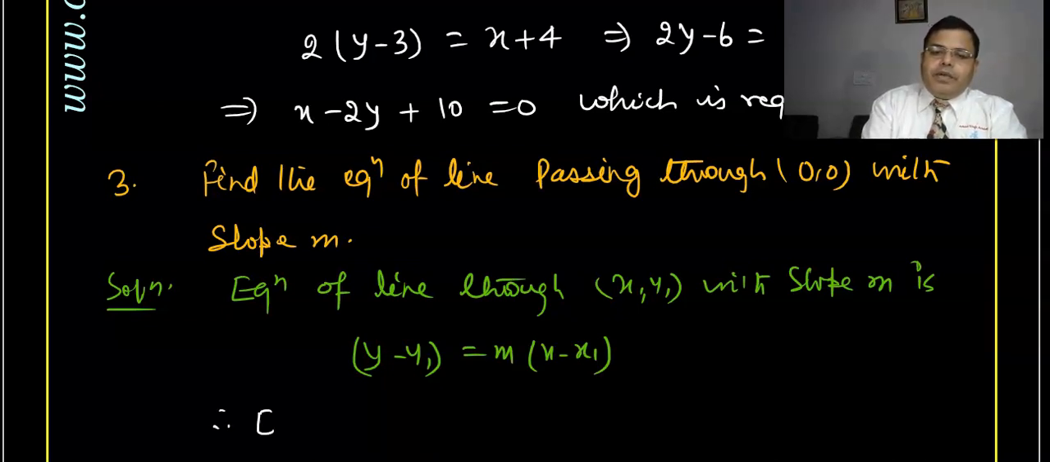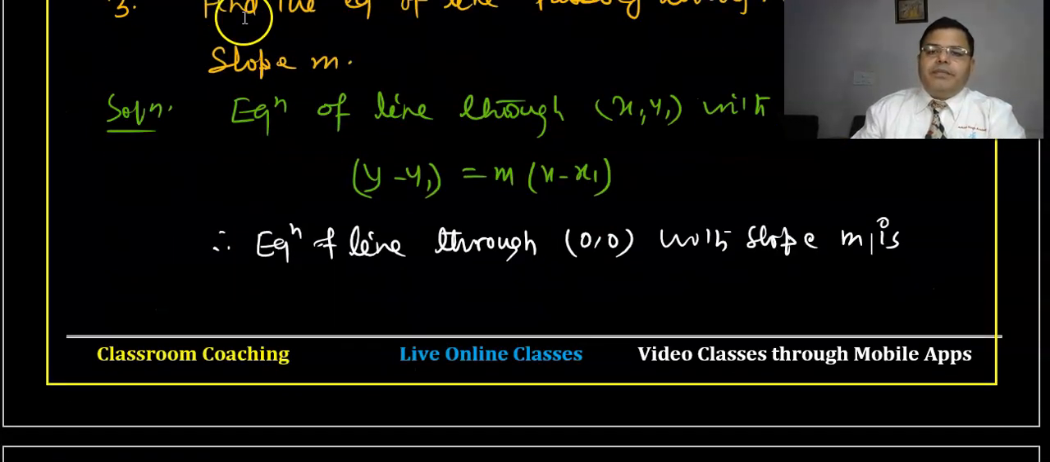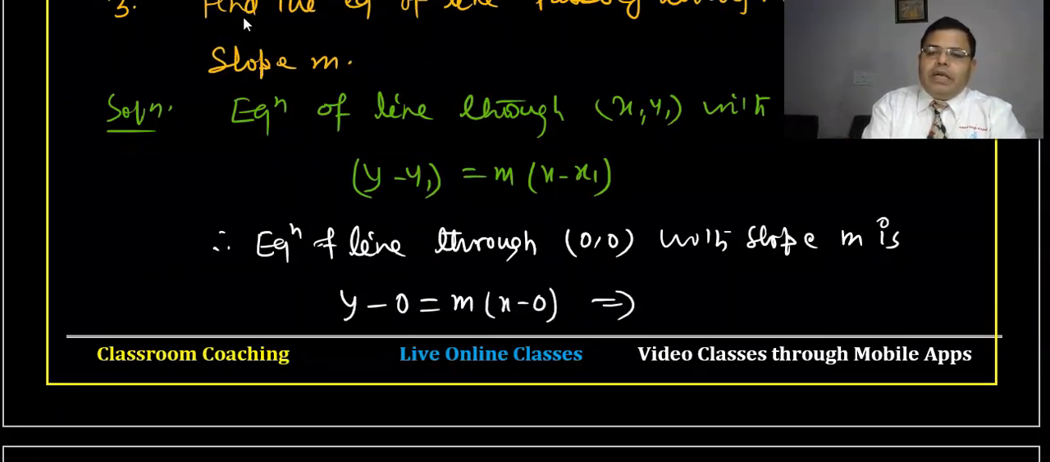And therefore, the equation of a line through the origin (0, 0) with slope m is given by y minus y1 is 0, that is y minus 0 equals m times (x minus 0), and that is y is equal to mx, which is the equation of the line. I hope you got it. Okay.